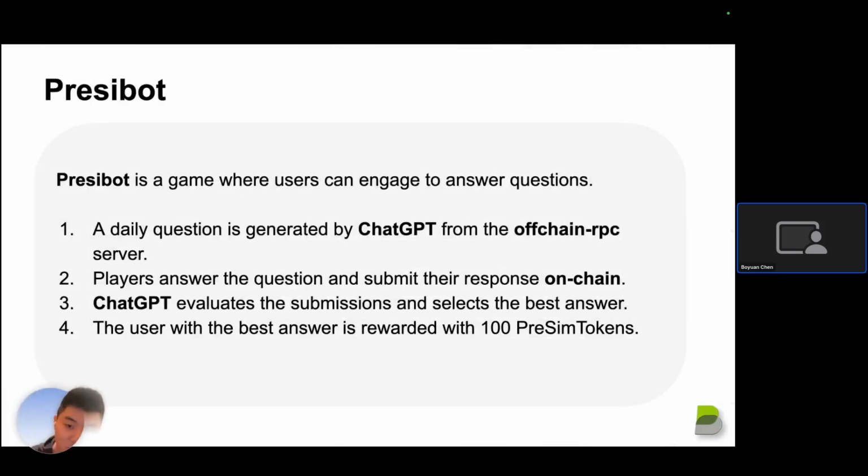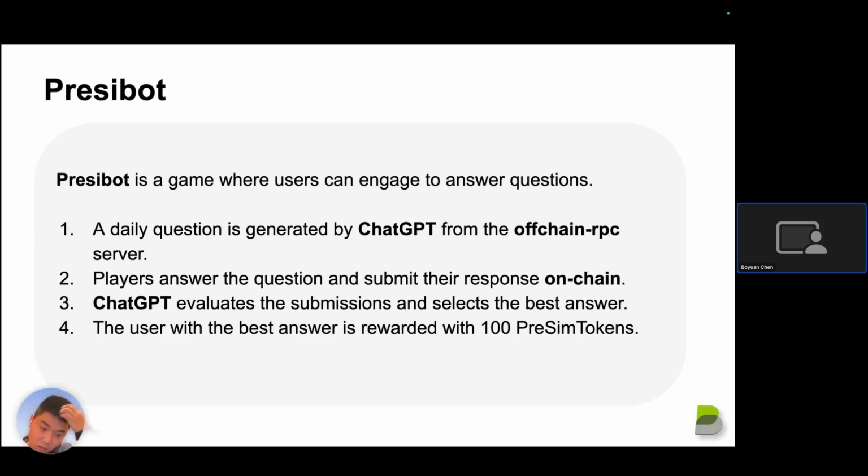So let's imagine that you have a game where users can engage to answer questions, and questions generated by ChatGPT, and all questions will be submitted on-chain, and the user's answer will be submitted on-chain, and the ChatGPT will pick the best answer and also push the result on-chain. And whoever is selected as the best answer will get 100 free tokens.